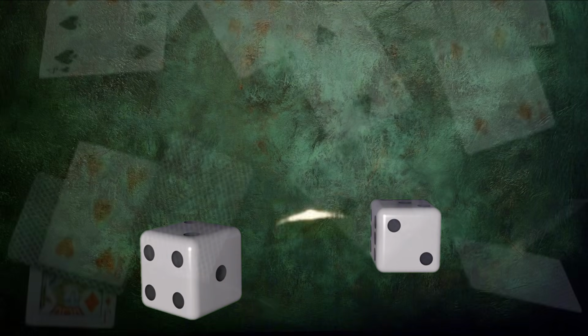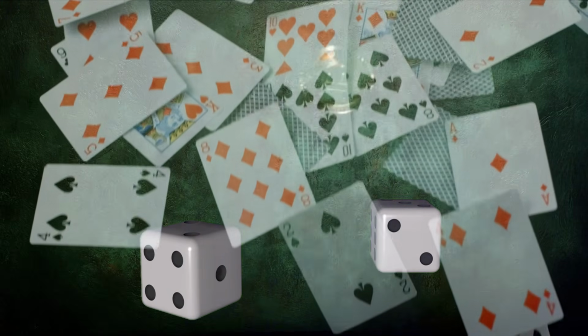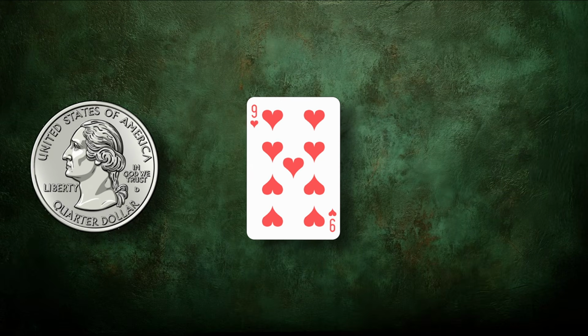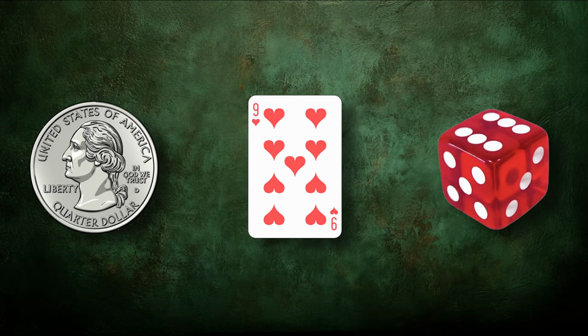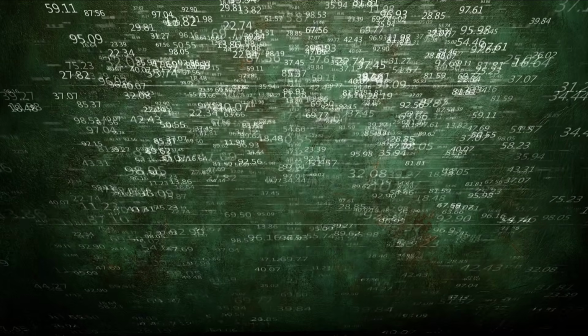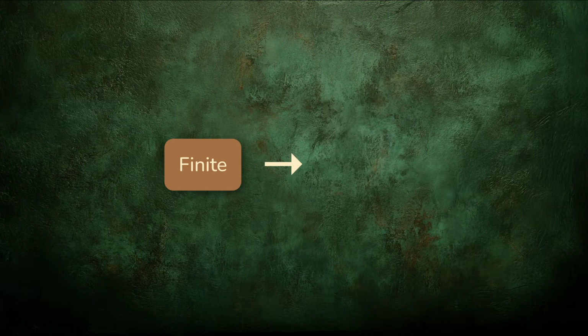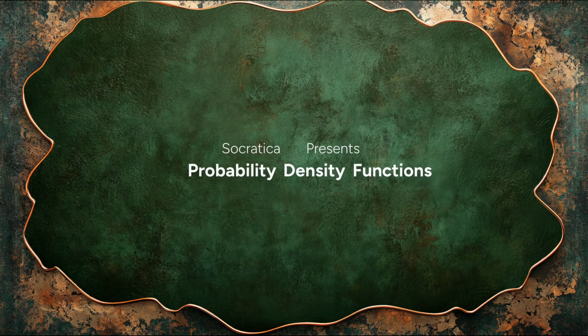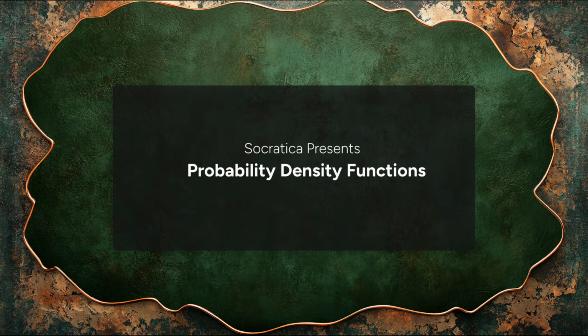Rolling a 5 with a pair of dice, flipping tails with a coin, drawing a 9 from a deck of cards. Studying probabilities starts with calculating the odds of common, finite random variables. But when you transition to a world with infinite possibilities, the finite rules of probability become wobbly and break. Are you ready to move from the finite to the infinite? Let's learn how to measure probabilities of random variables with infinitely many outcomes.